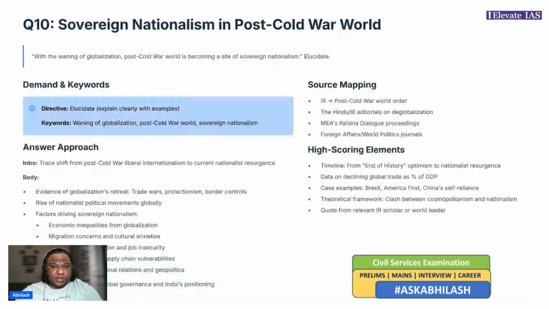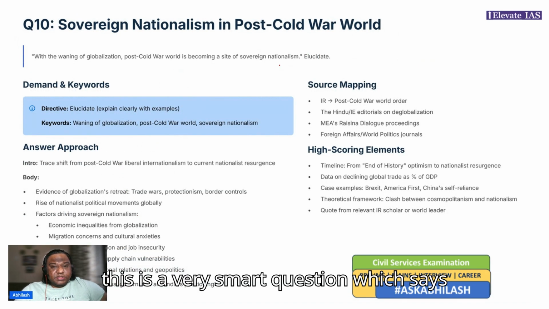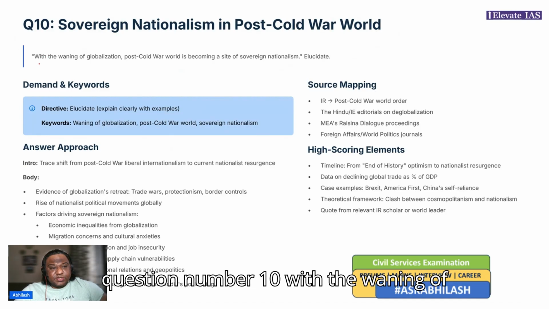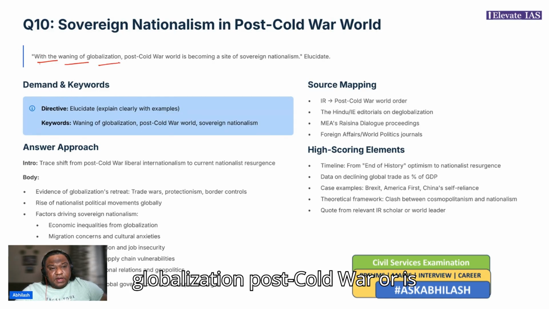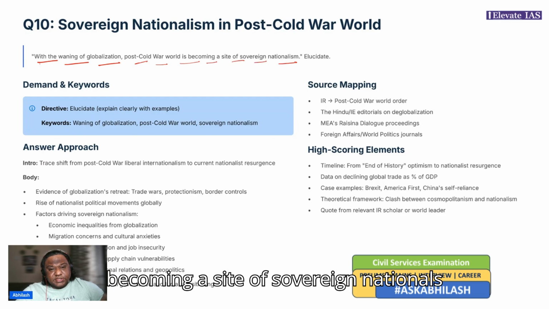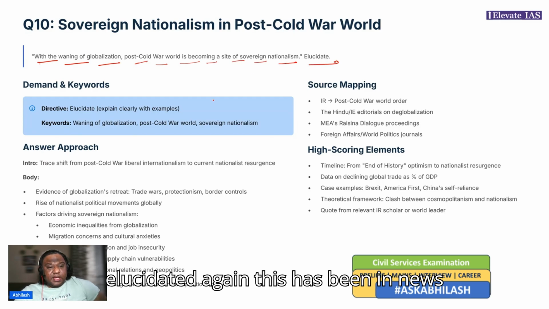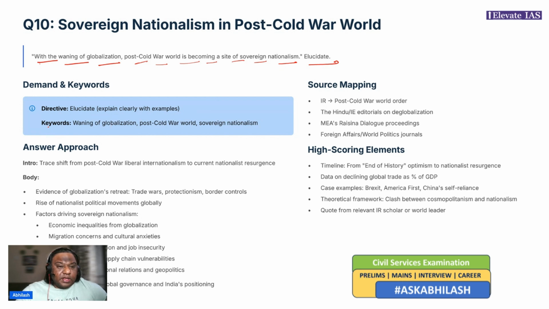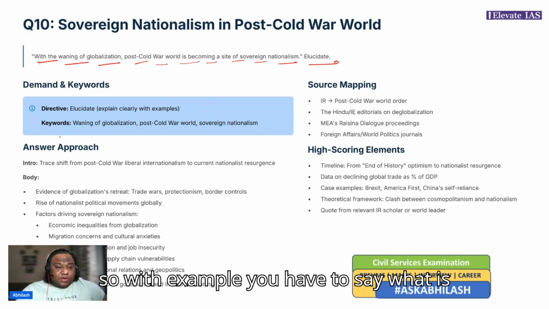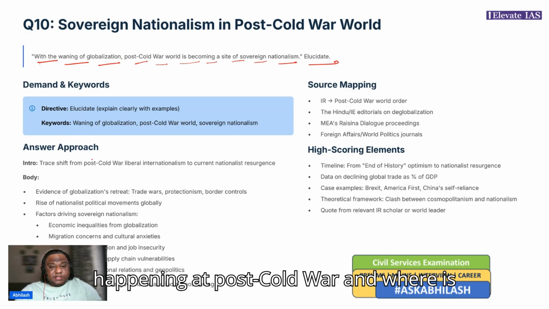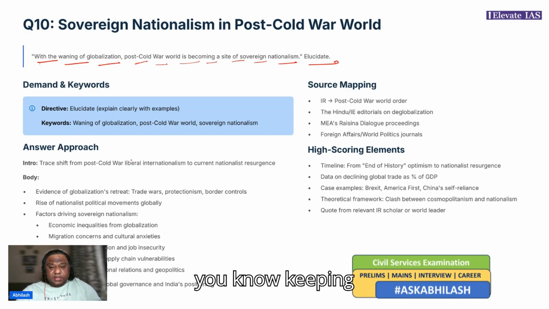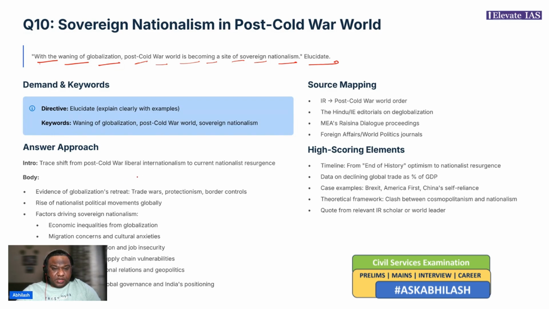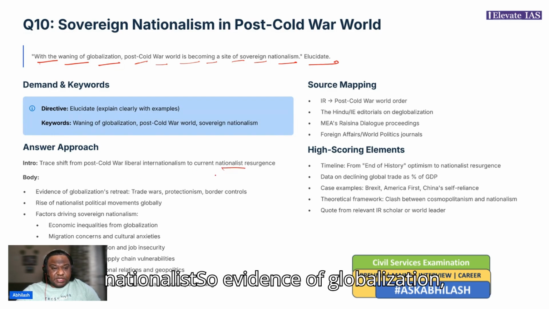This is a very smart question which says, question number 10: with the waning of globalization post Cold War, war is becoming a site of sovereign nationalism. Elucidate. Again, this has been in the news. So, with examples, you have to say what is happening post Cold War and where it is keeping the global picture, the resurgence of nationalism or nationalists.